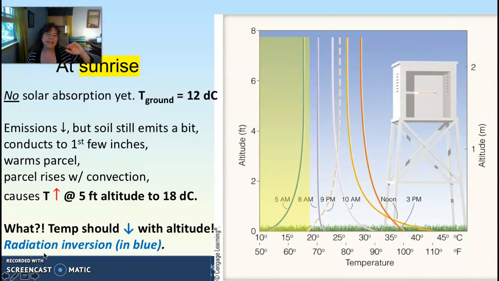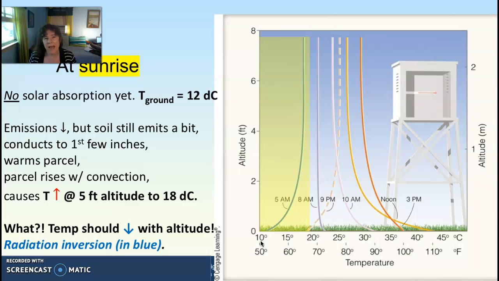We can look at this temperature in a different way. We can look at this temperature by altitude. So now we have three different graphs looking at what's happening at sunrise. The highlighted area in this graph looks at the 5 a.m. temperature from the surface level at a 0-foot altitude up to about 8 feet of altitude over the course of 5 a.m. And it looks at it versus temperature on the x-axis.